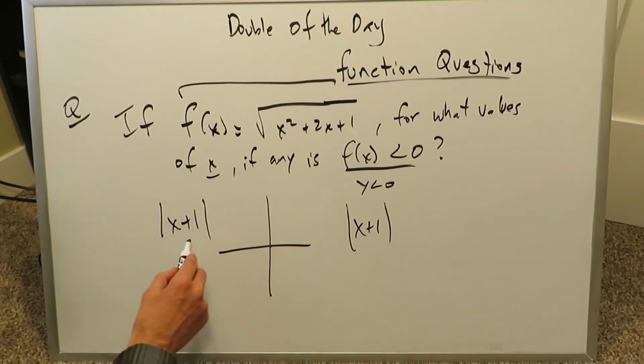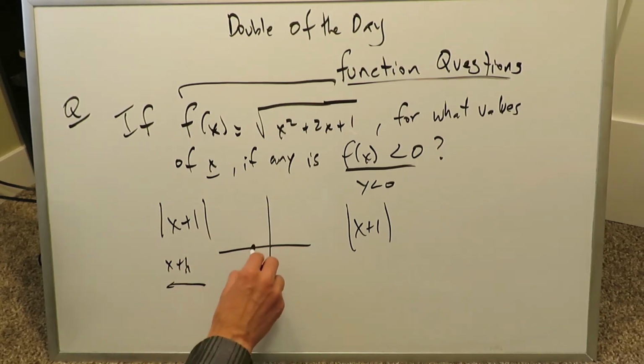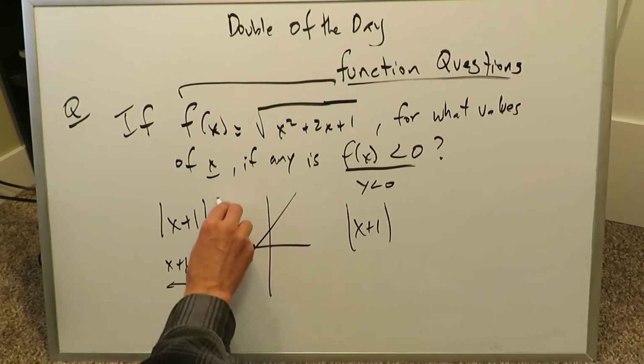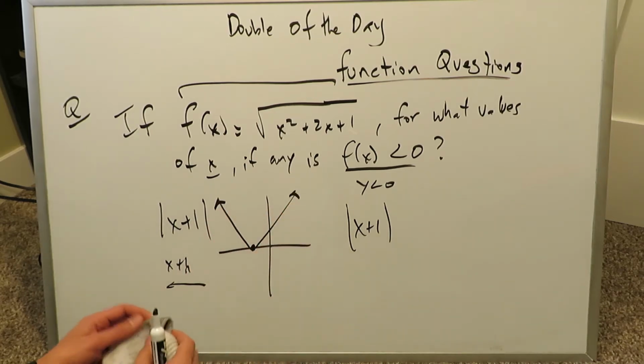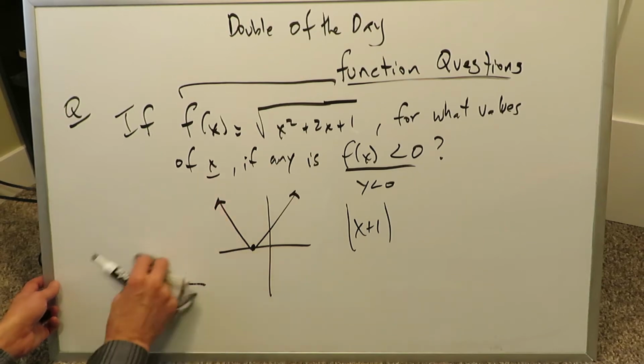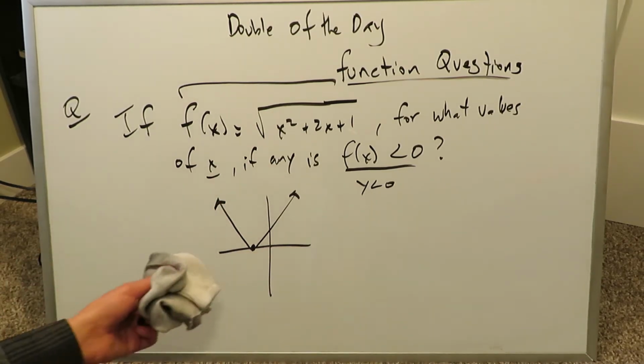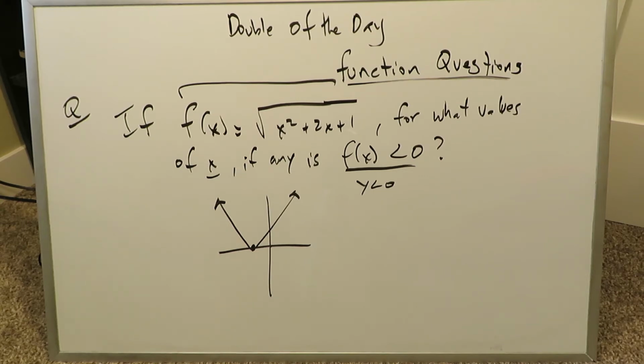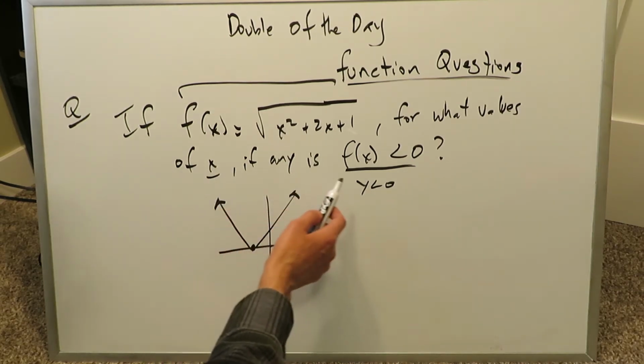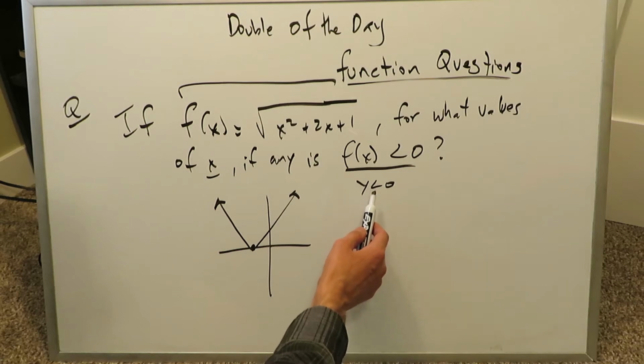If you were to graph it, you're looking at an x plus h, shifted h units to the left, but these h units are really 1 unit. You have a vertex here at negative 1 comma 0, and this right here is a graph of the absolute value of x plus 1. That is the graph of that function, and I've shown you why that is the case. Now the question is, for what values of x, if any, is f of x less than 0, or where y is less than 0?